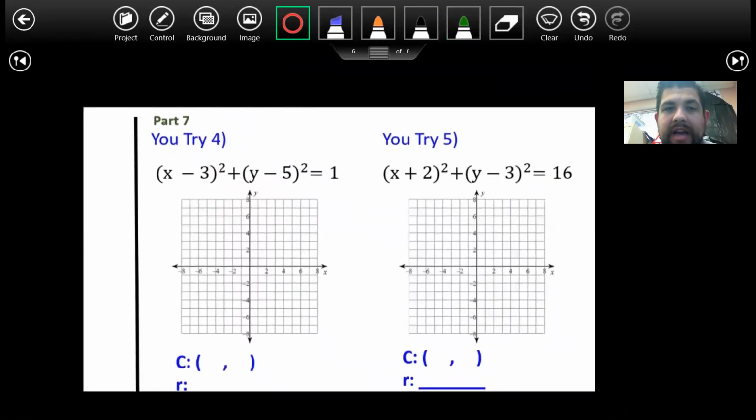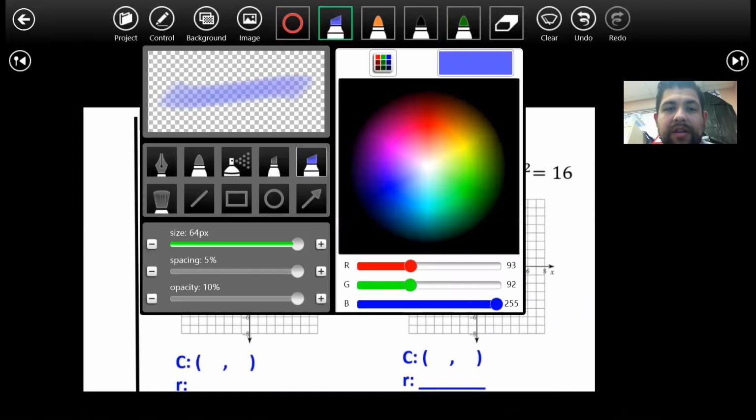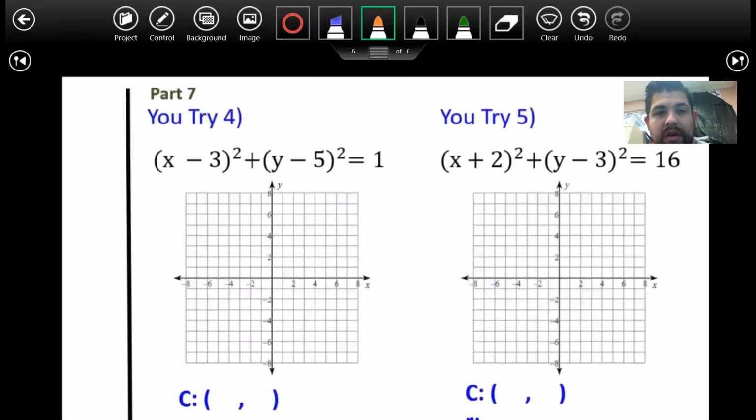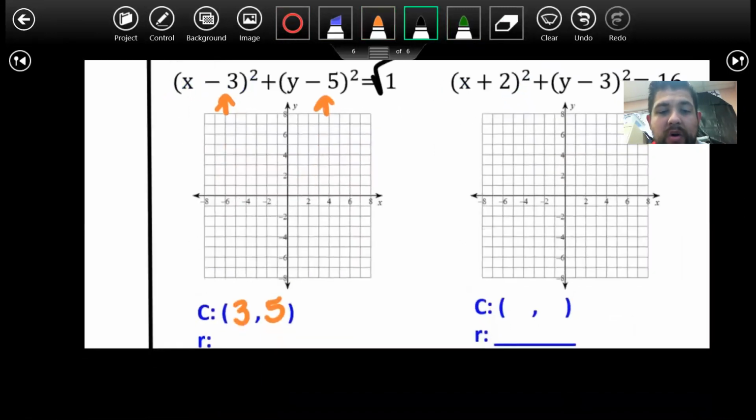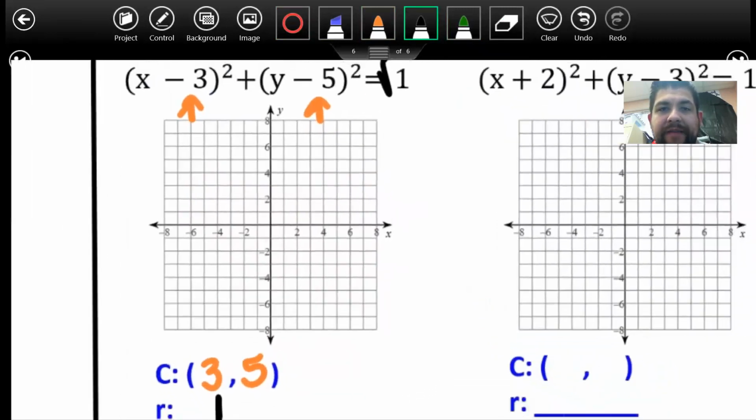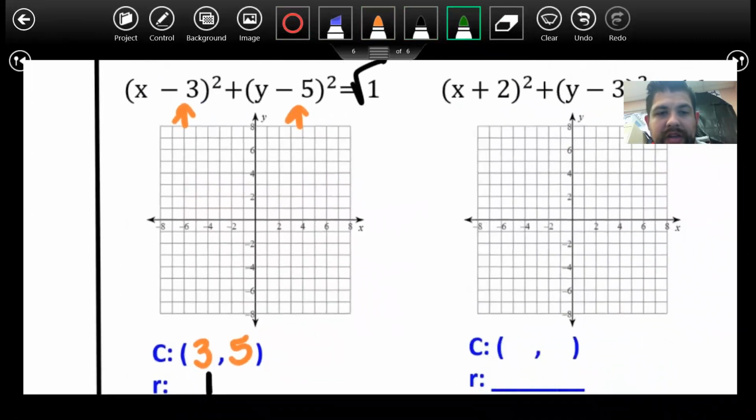Give these ones a shot and see what you guys get. I'm going to go ahead and start these up. This is our center being pulled from the x and y values. It's going to be +3, +5. To find the radius, we take the square root of the r squared. Square root of 1 is just 1. So with that given points, we should be able to graph our function. Center is over 3, 5.